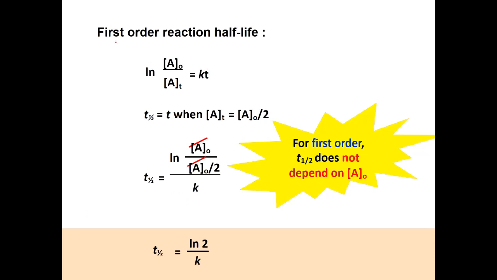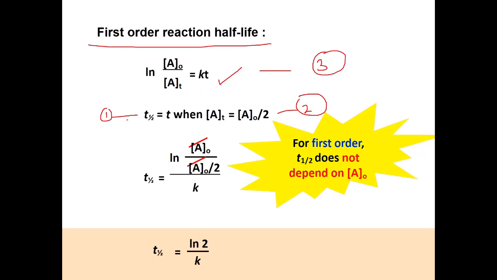Okay, now for first order reaction half-life, let's say we have this one. T half is equal to t and A_t is A naught over 2. This one is equation 1, this one is equation 2, and this one is equation 3. You can substitute equation 1 and 2 in 3, you will get this one, and finally you have this one.